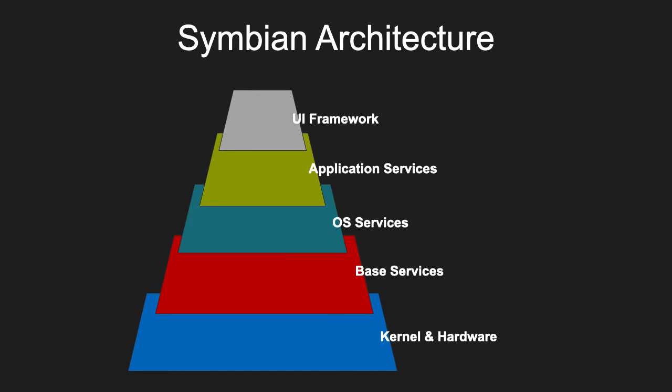The upper topmost part is the UI framework, and the second layer is the application services. The third layer is the OS services, and then the fourth layer is the base services, and the last layer is the kernel and hardware. So we gotta discuss these layers one by one. Okay.